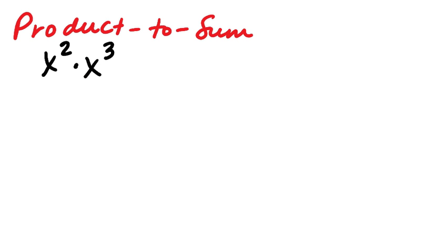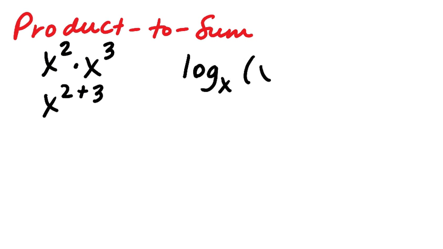And this is kind of the x squared times x to the third. And we know what to do with this. We have 2 powers of x, and then we're going to multiply in 3 more powers of x, so we will have a total of 5 powers of x. And we got that by adding the exponents. Okay. So the equivalent log property is based on the log with base x of x squared times x to the third.